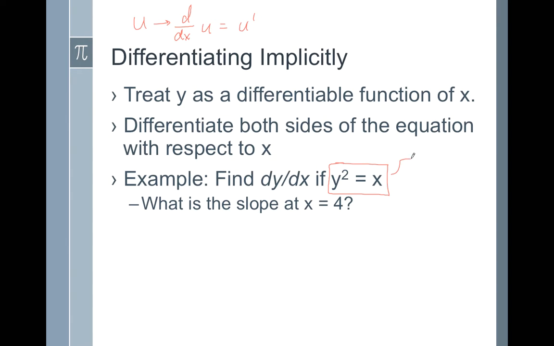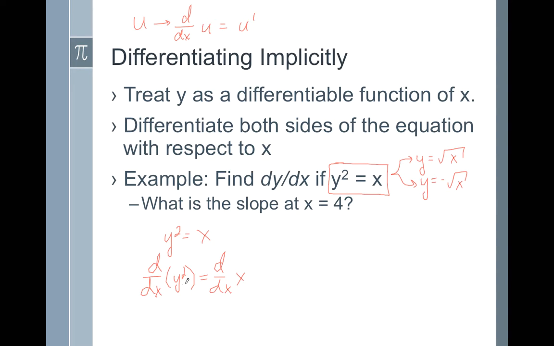Now, we could, yes, we could write this as y equals the positive square root of x and y equals the negative square root of x and differentiate both of those. But it's actually a little bit easier to be able to differentiate without solving for that. So we're going to look at y squared equals x, and we're going to differentiate both sides. So we're going to say, okay, what's d/dx of y squared and d/dx of x?